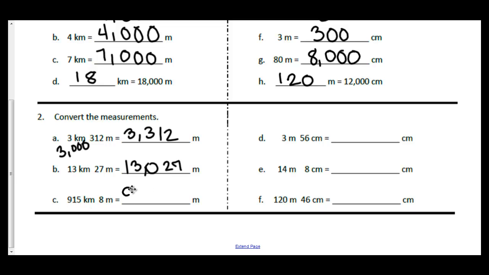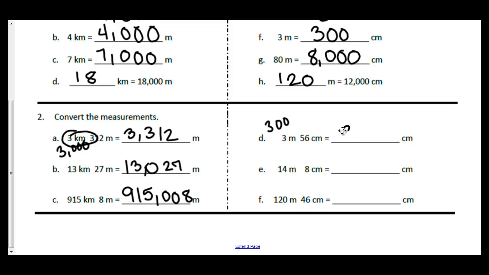That's 915,008 meters. So remember, there are 1,000 meters in a kilometer. So for every kilometer, it's going to be equal to 1,000 meters. All right, now over here it's a little bit different because this is not equal to 1,000 centimeters, it's 100. So 3 meters would be like 300 centimeters.